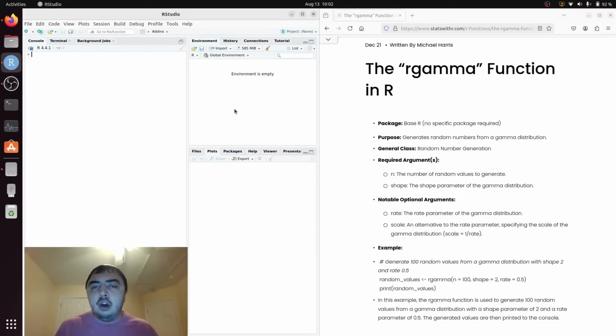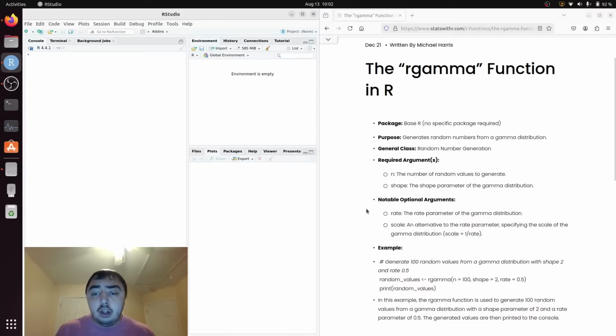Today I'm talking about the rgamma function in R. The rgamma function generates random values from the gamma distribution. The first required argument is n, the number of values you want to generate. And the shape parameter is also a required argument. It's one of the two parameters of the gamma distribution.